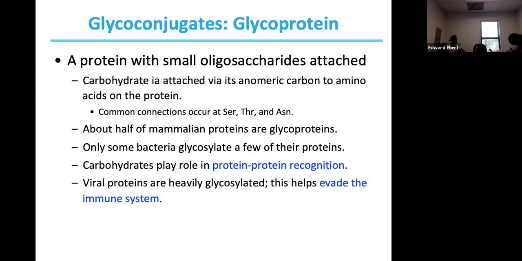carbohydrate groups in there. Turns out viral proteins are very heavily glycosylated, and that helps them sneak past the immune system. It's like, they look like they belong. They're carrying a clipboard, so no one questions them. That's an old military joke.